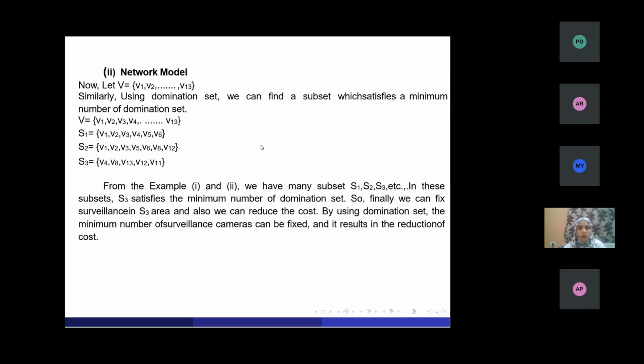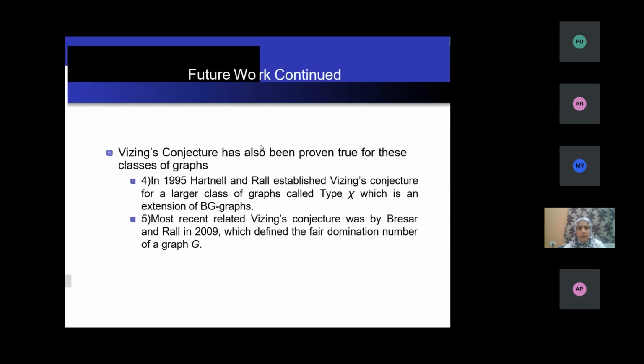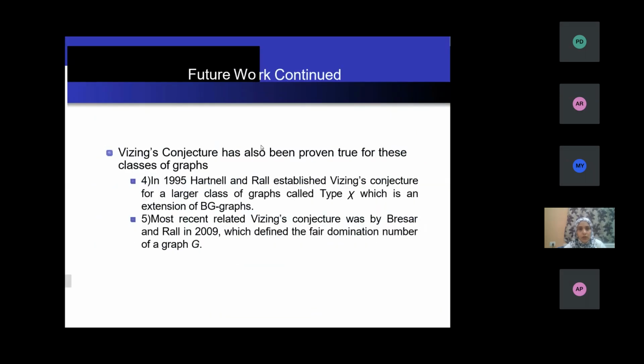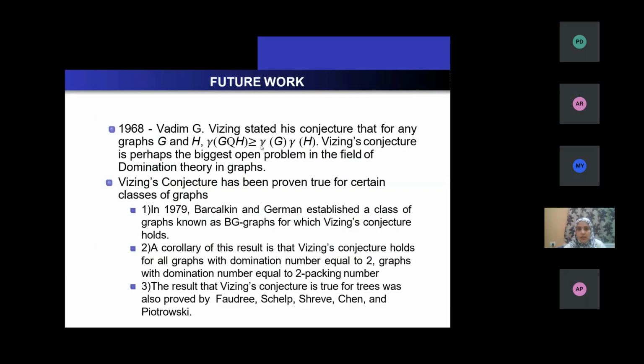Moving on to the future work, then these are the references. For the future work, we can see that Vizing's conjecture is perhaps the biggest open problem in the field of domination theory in graphs. So whoever is planning to do future work can work on Vizing's conjecture.